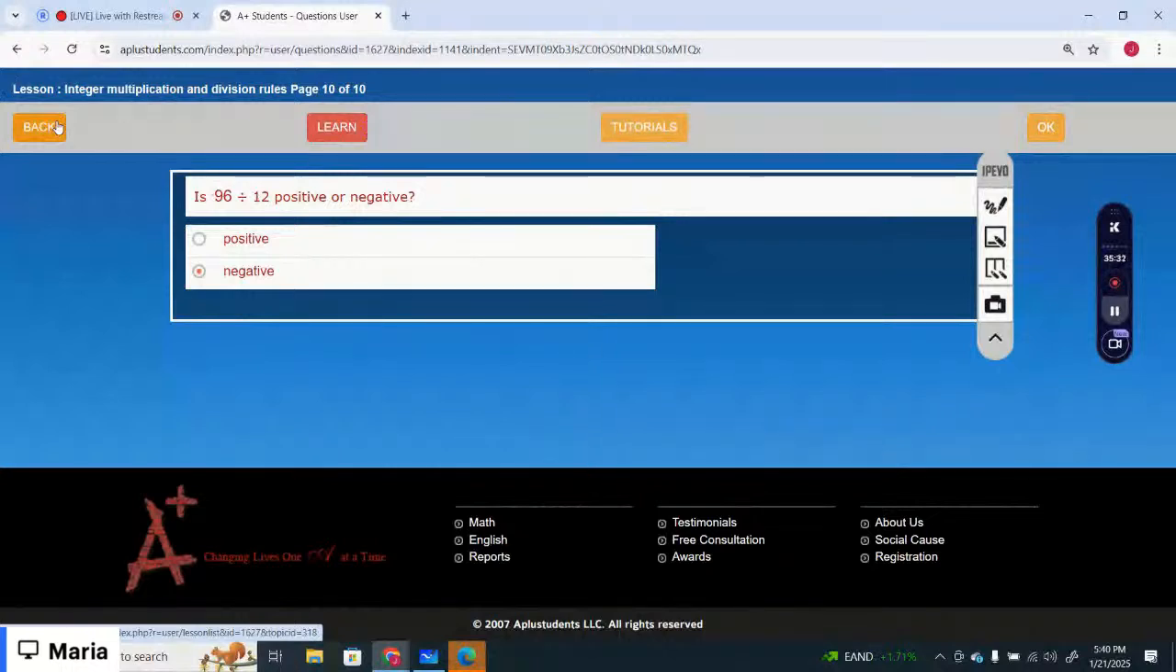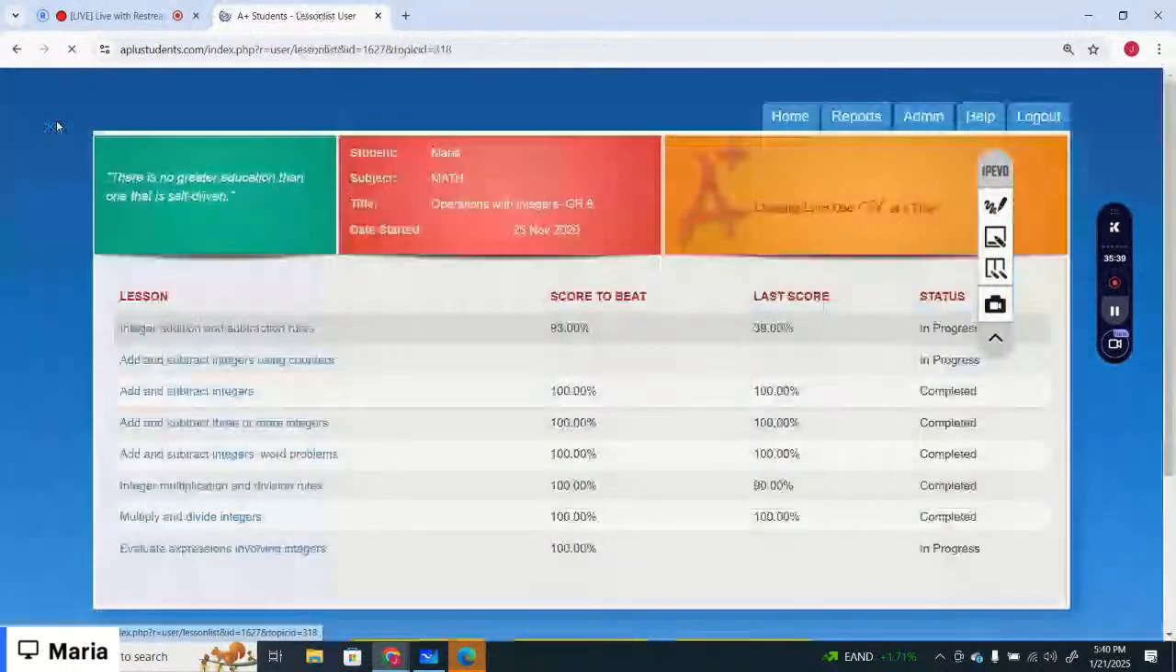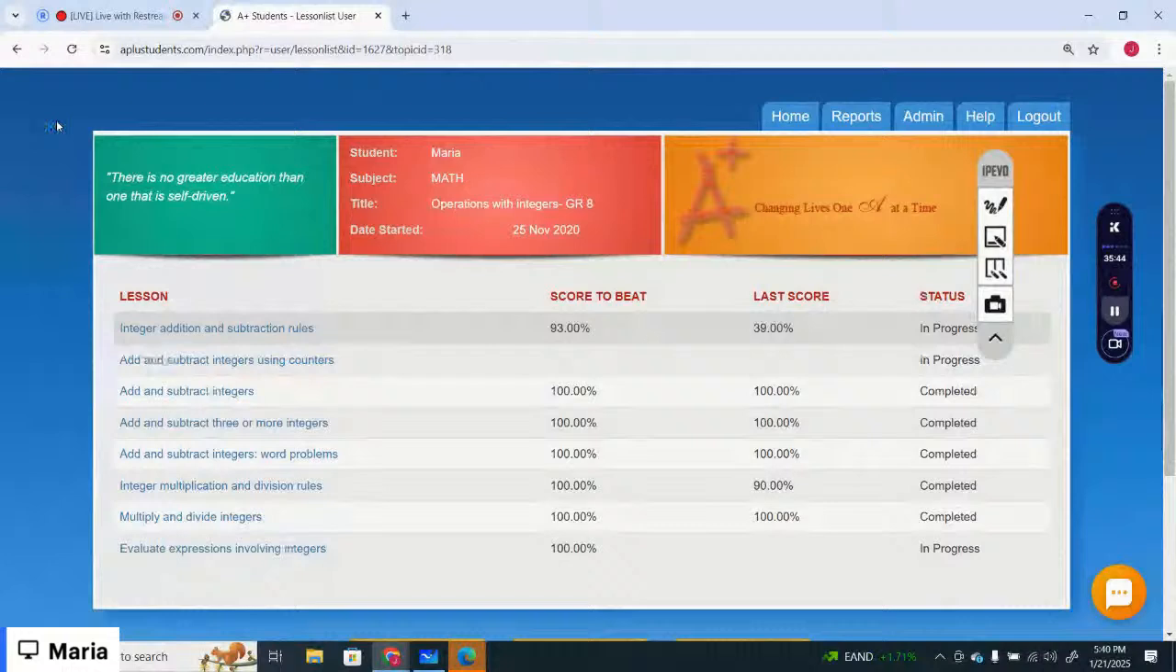So we were working on grade 8 math. The chapter we were working on is operations with integers. The lessons we have covered today are integer addition and subtraction rules, add and subtract integers, add and subtract three or more integers, and integer multiplication and division rules. So please make sure before the next session you complete all the practice questions for the lessons we just did. That is your homework until the next session.